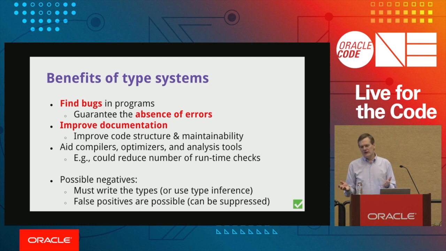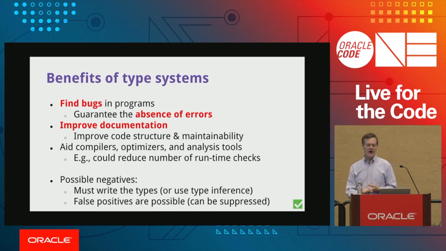So it's sort of like transitioning from Java 1.4 to Java 1.5 when you added generics. That improved the documentation of your code and it improved its structure and maintainability. Similar kind of thing. You're going to have to write the extra types. I'll talk a little later about what the burden is.